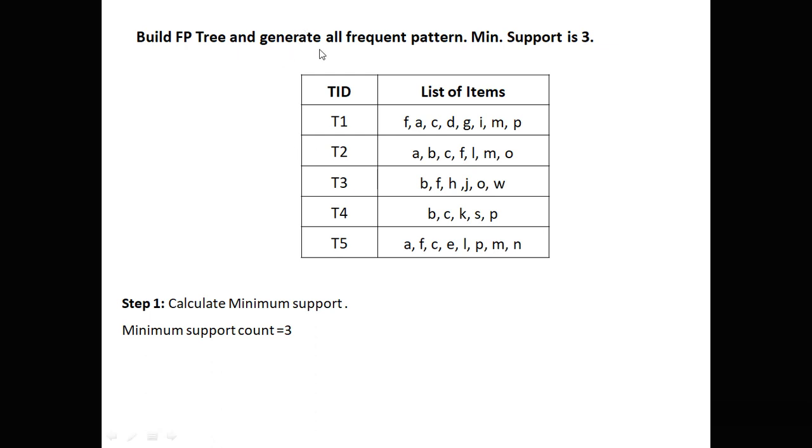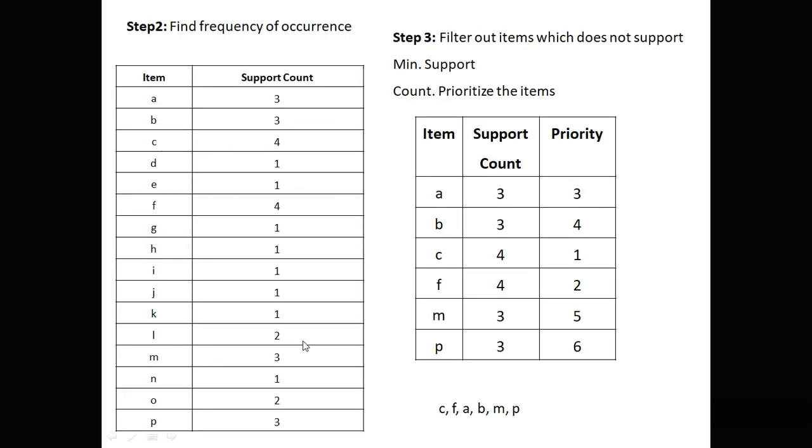Build the FP tree and generate all frequent patterns. Minimum support 3 is given. 5 transactions are there. These are the list of items. Step 1 is to calculate the minimum support. Minimum support is 3. Step 2 is to find the frequency of occurrence.